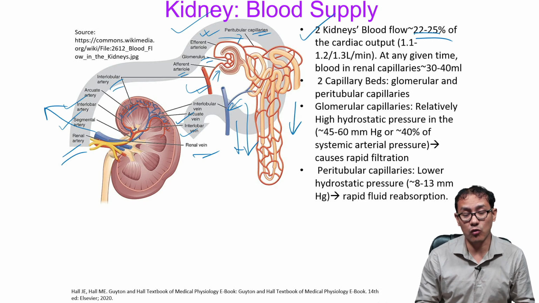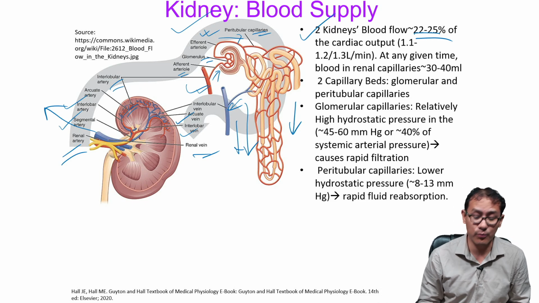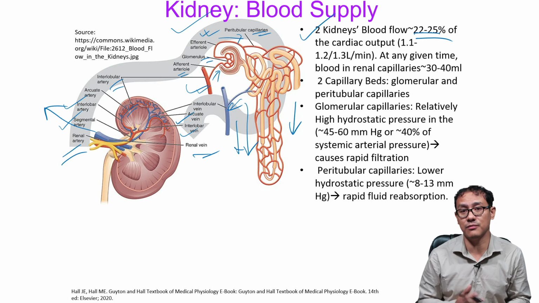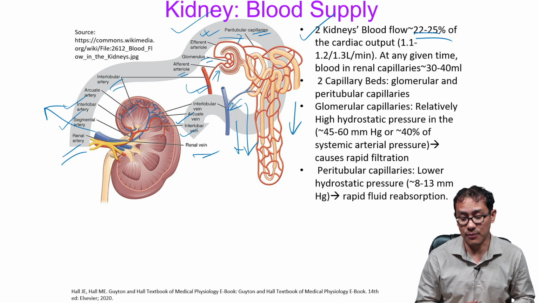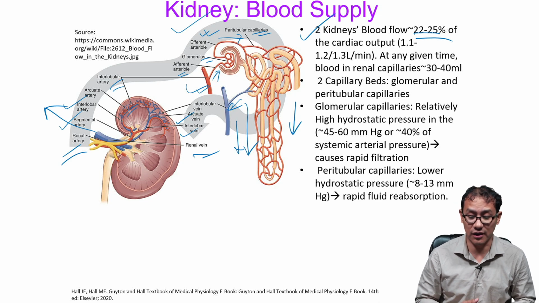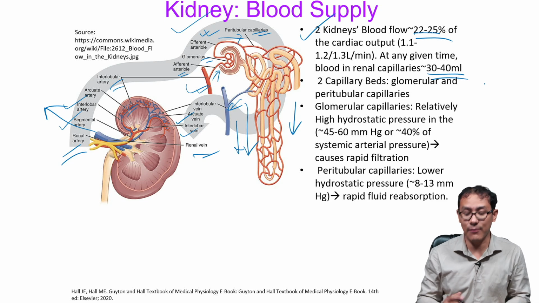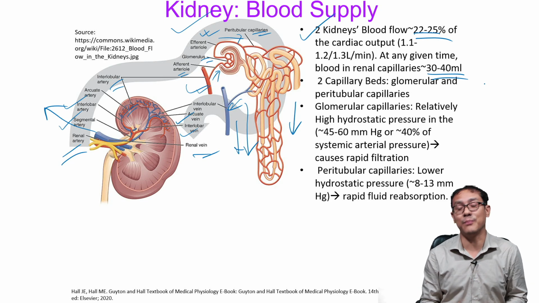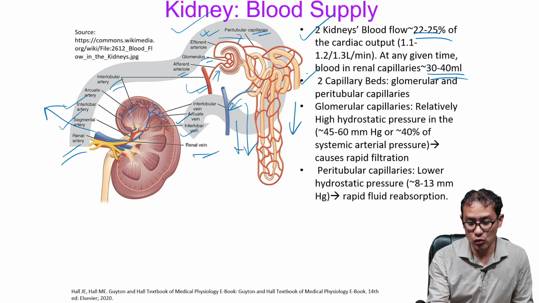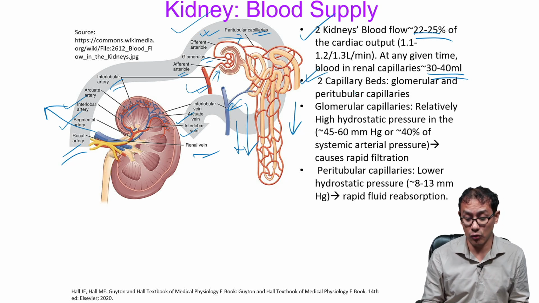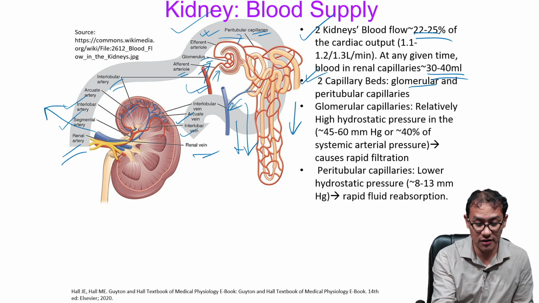So the two kidneys basically receive approximately 22 to 25% of your cardiac output, that is 1.1 to 1.2 or 1.3 liters per minute. So much blood is supplied per minute to the kidney, and at a given time 30 to 40 ml of blood is present in the renal capillaries. Okay, and the two capillary beds are present, like I have already told. One is known as the glomerular capillary, this one, and another is the peritubular capillary, this one.